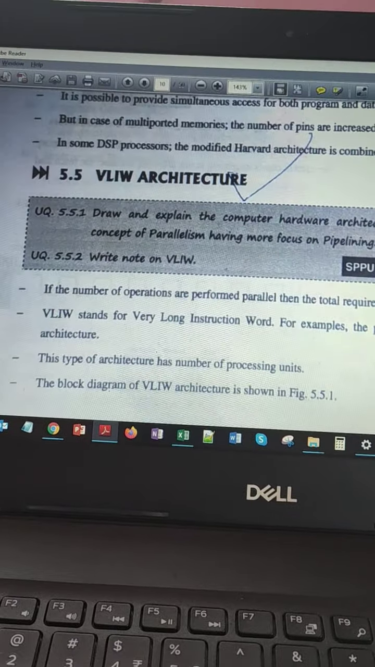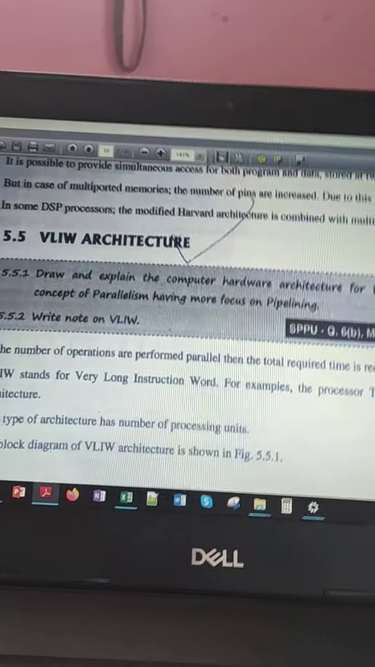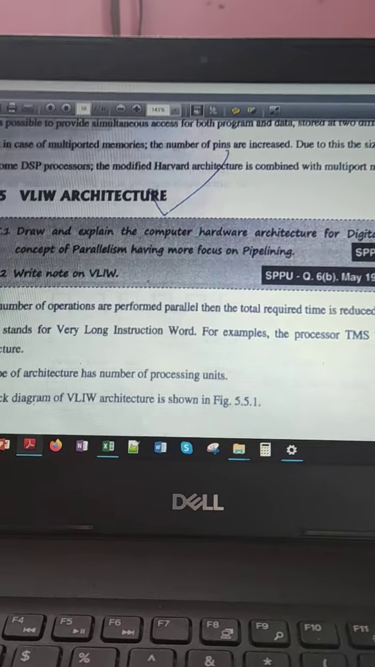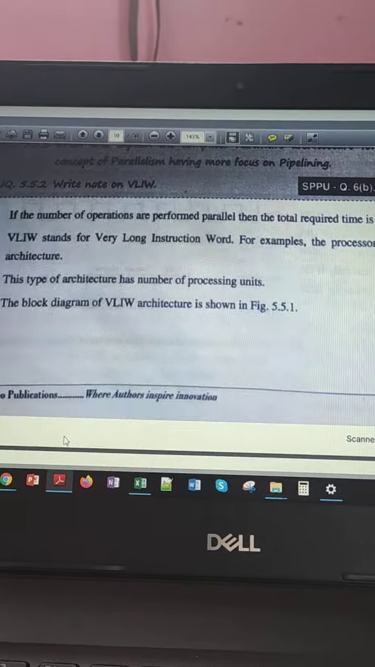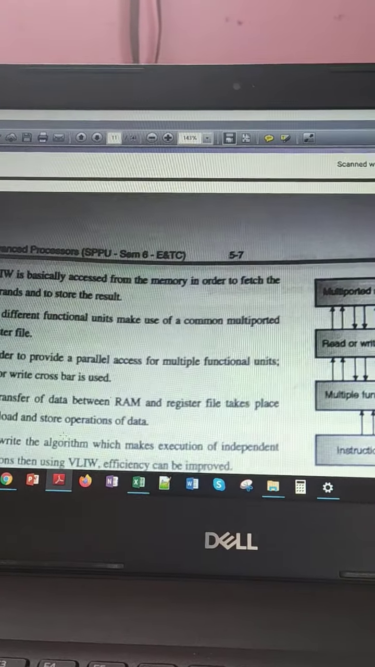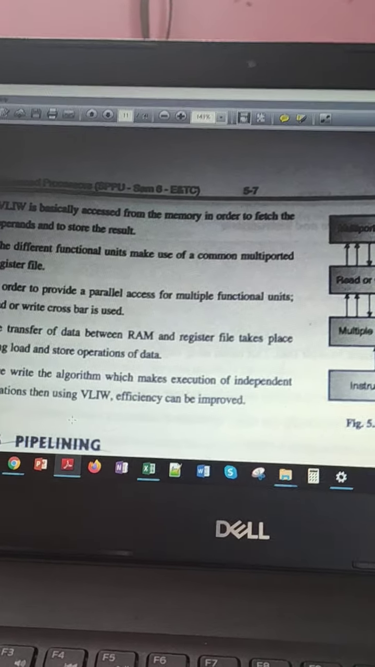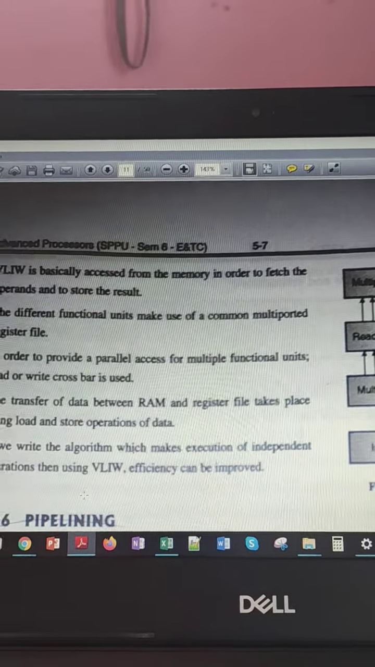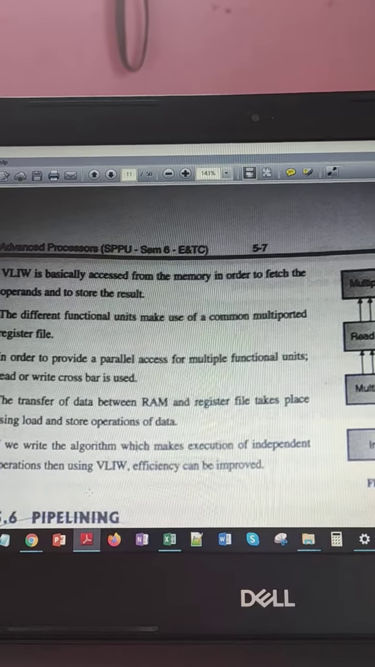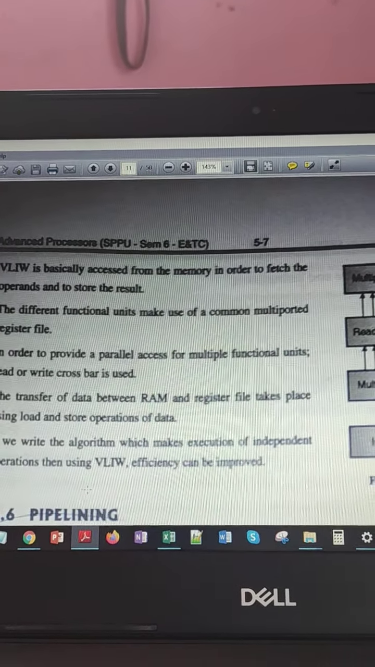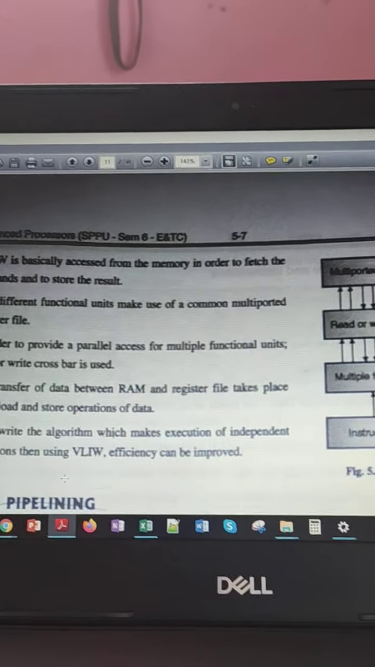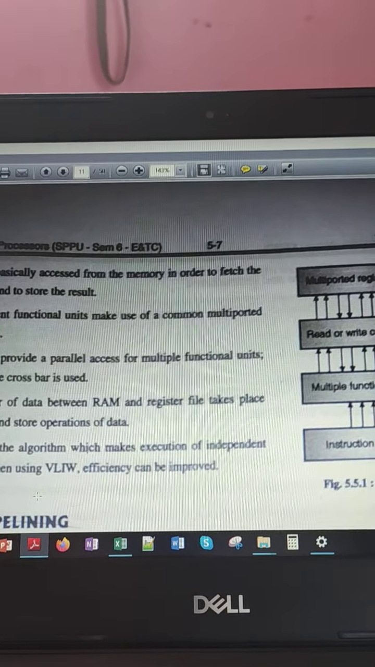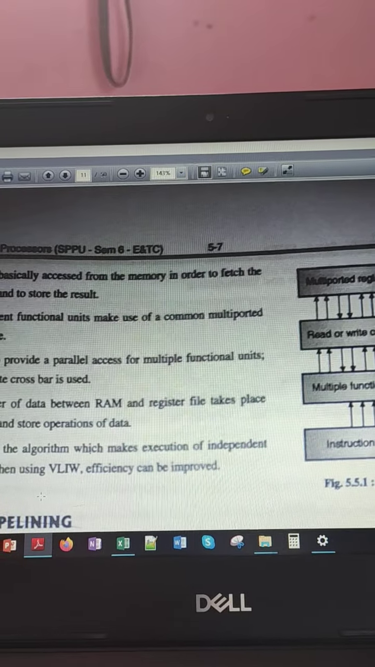So VLIW is nothing but very long instruction word. The TMS320 processor makes use of the VLIW architecture. So this is the block diagram of VLIW architecture. VLIW basically accesses the memory in order to fetch the operands and store the result. The different functional units make use of a common multi-ported register file. That is, this is the multi-ported register file, read or write crossbar, multiple functional units and instruction cache.